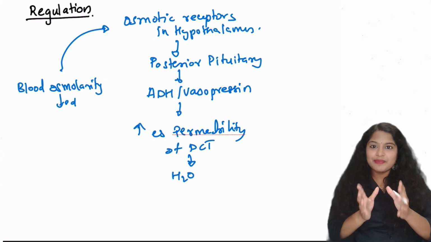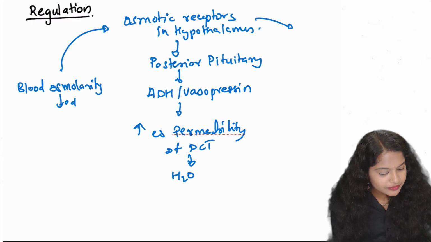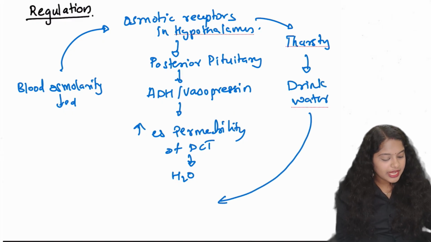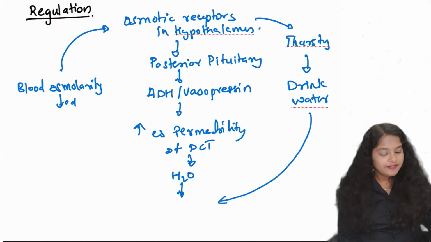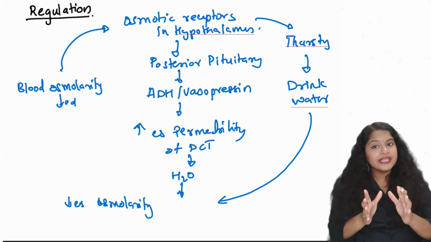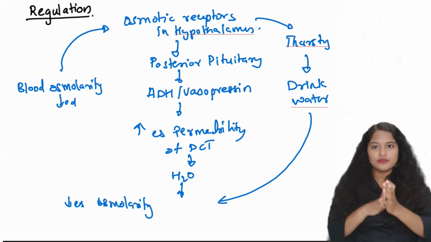And the osmoreceptors present in the hypothalamus will make us feel thirsty and make us drink water. So the water which we drank and the water which got reabsorbed will help in decreasing the osmolarity, and thus maintain the blood osmotic balance, or blood osmolarity level.